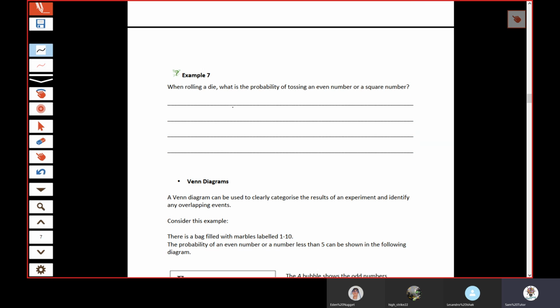Here, this could be one. When rolling a die, what is the probability of tossing an even number or a square number? Well, this is what I would personally do, right? I would go 1, 2, 3, 4, 5, 6. Probability of even or a square number. Okay, equals.